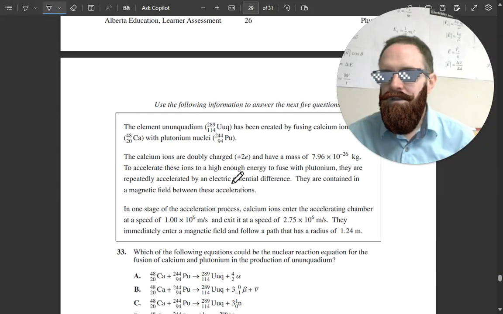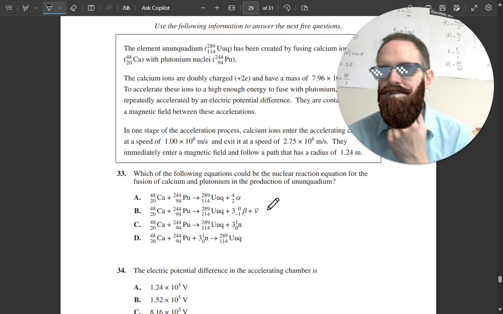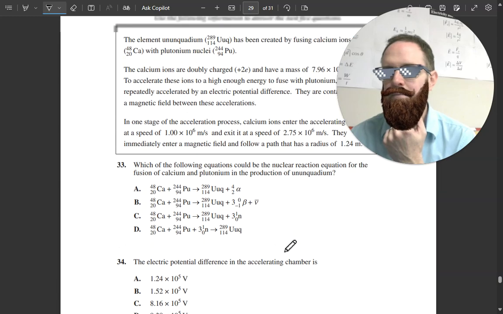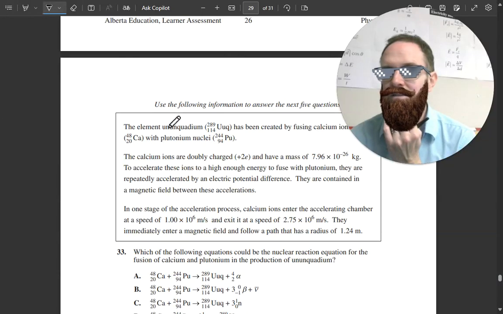They are repeatedly accelerated by an electron, but then one stage enters the chamber and exits at a certain speed. That might be for something else, maybe for a charge to mass ratio or something. Okay, we'll go with that. Now we just have to figure out which of these actually works, because it didn't specify. It just fuses them together.